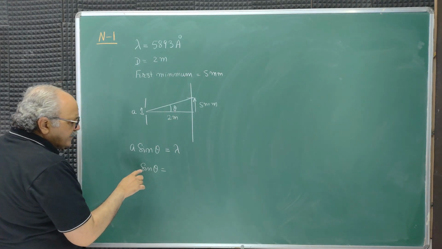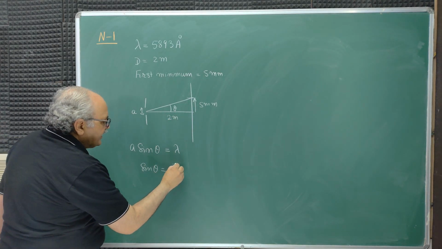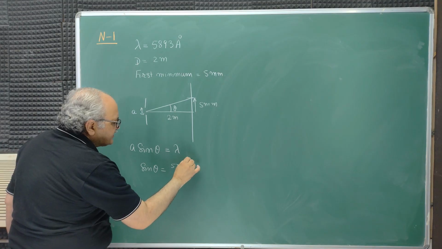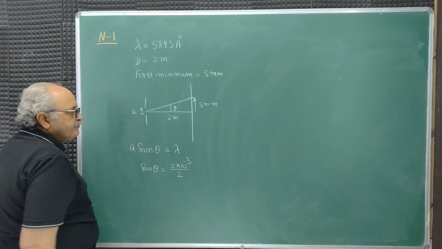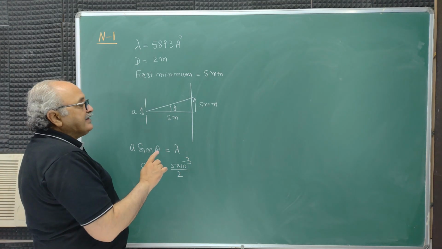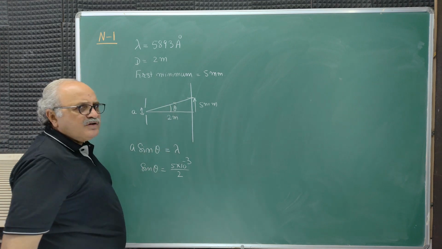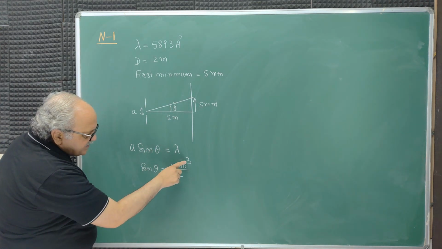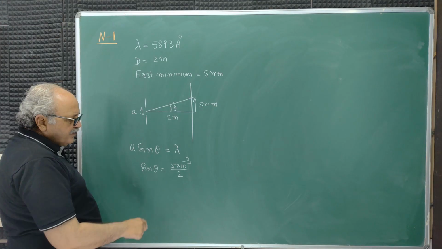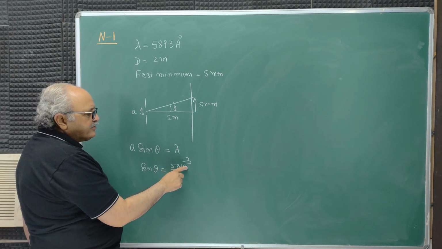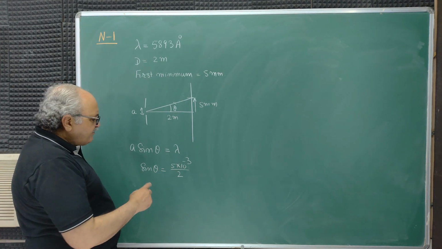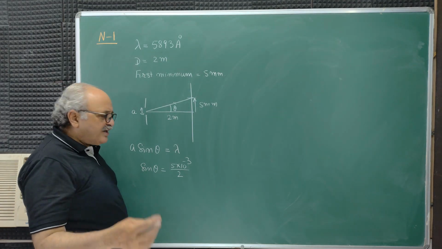So we can closely take it like this. It is 5 into 10 to the power minus 3 divided by 2. Although we are not taking the hypotenuse, because this angle is normally very small, you can see it from this value also. This is nearly 2.5 into 10 to the power minus 3. It is so small that we can treat sine theta close to theta.